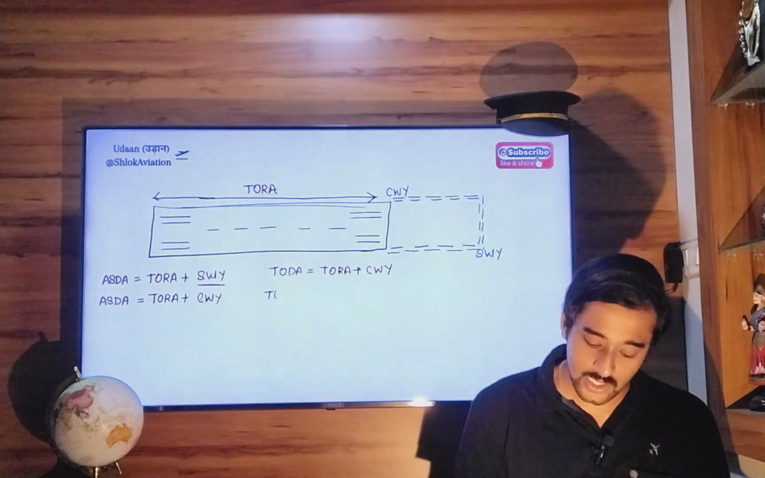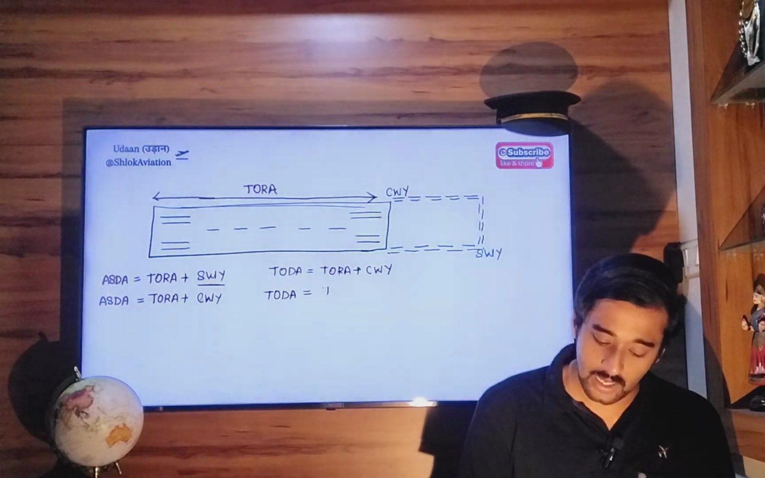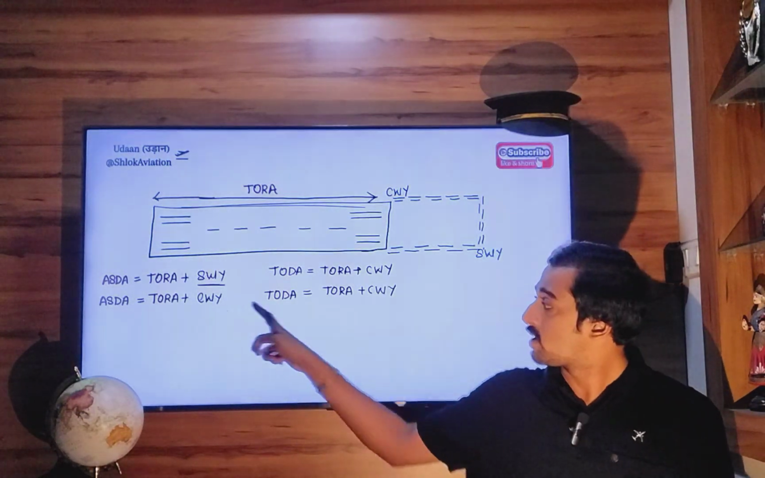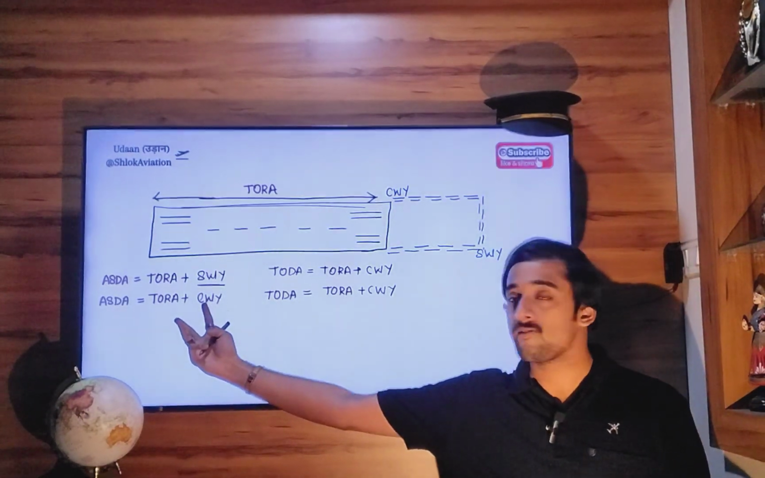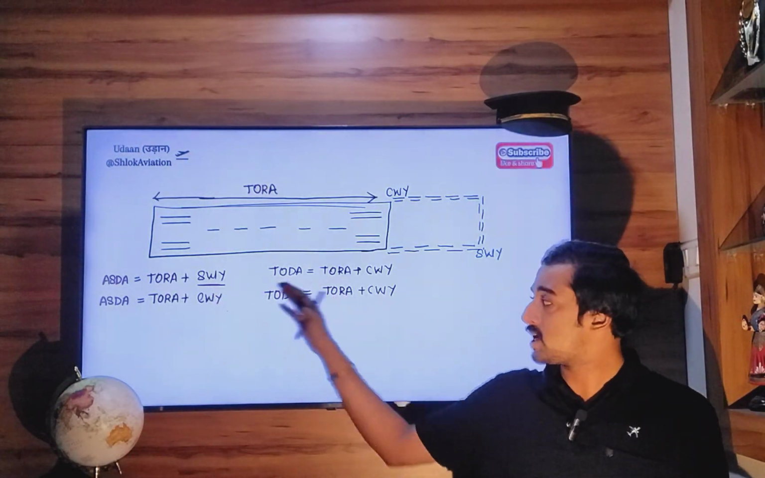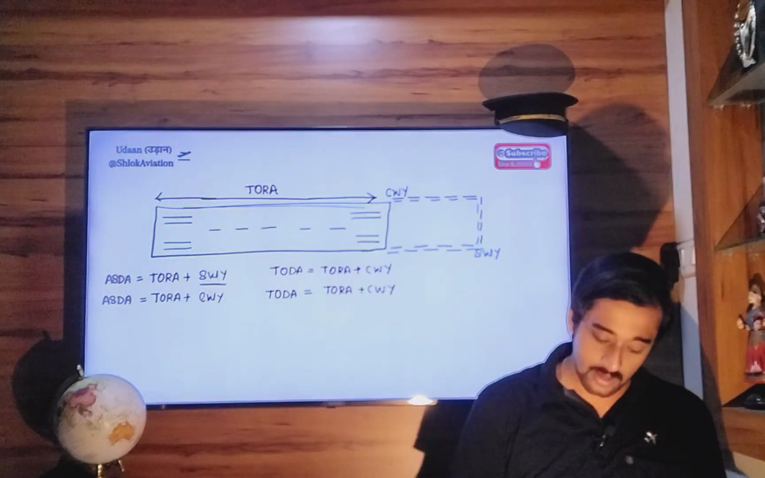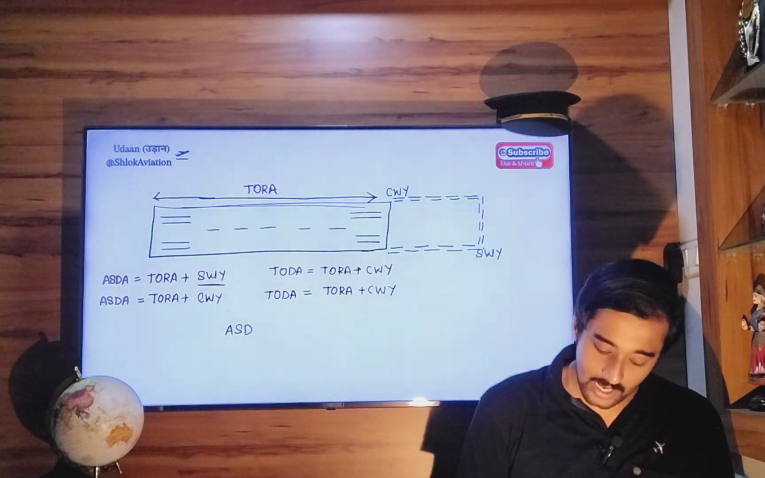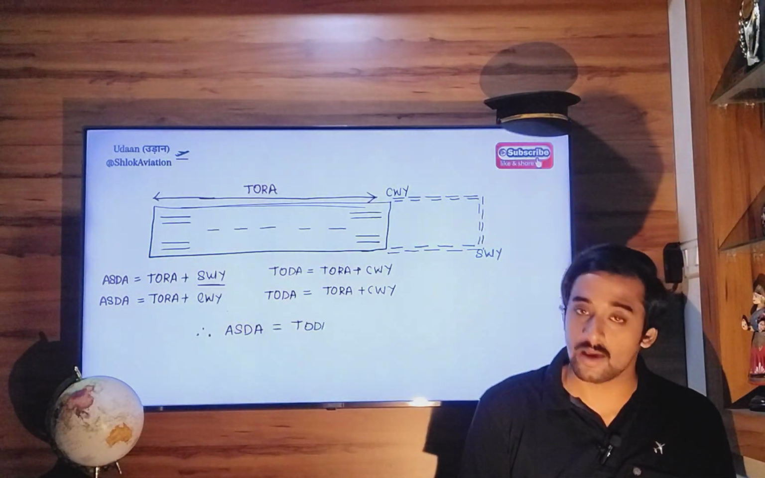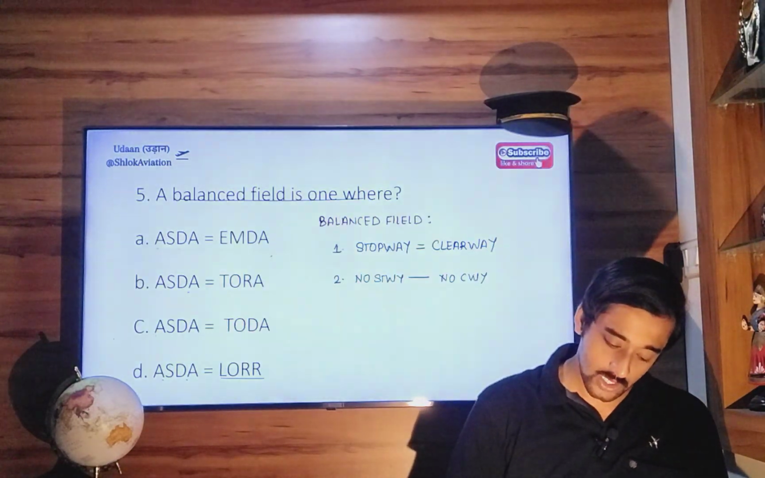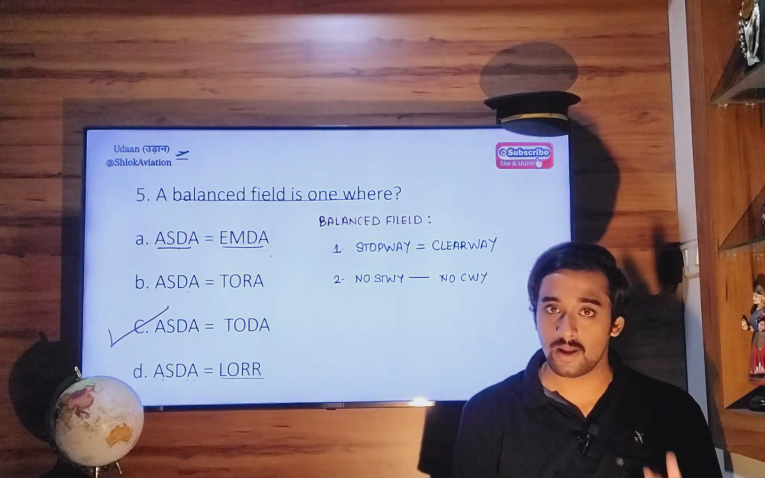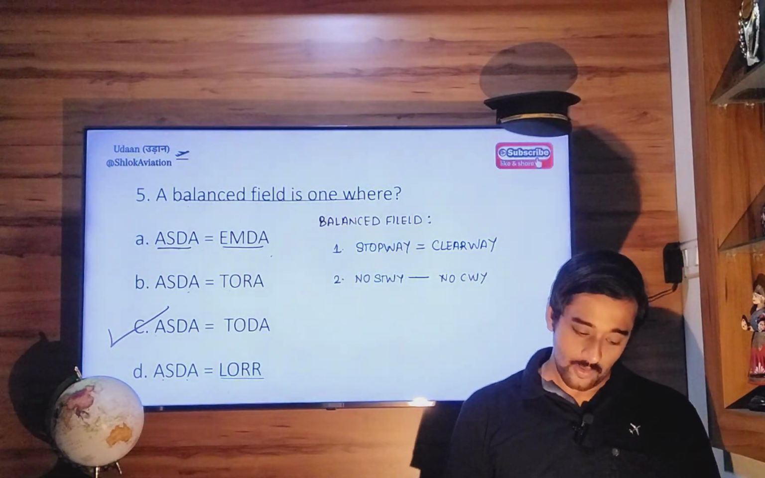And I will repeat this here. Takeoff distance available equals takeoff run available plus clearway. Now right sides are equal: takeoff run available plus clearway. If right sides are equal, left sides will automatically get equaled. Therefore, accelerate stop distance available equals takeoff distance available. So the correct answer will be option Charlie. Now, accelerate stop distance and emergency distance available are the same things. Okay, next.